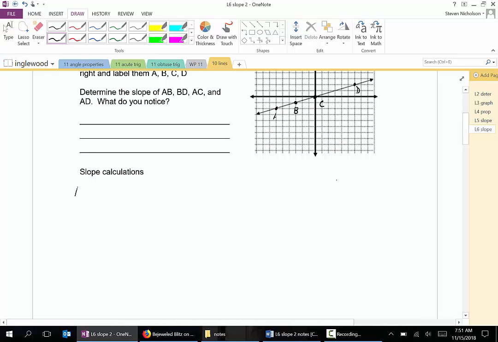So from A to B, here's what we have. To go from A to B, I go up 1 and I go right 3. So up 1, right 3, and that tells me that the slope from A to B is equal to 1 over 3. So I just wrote a letter, and this is the letter that's going to represent slope.